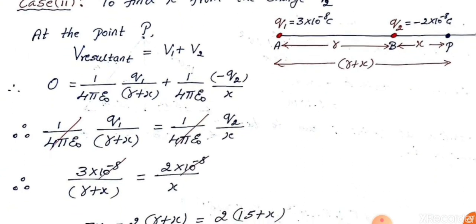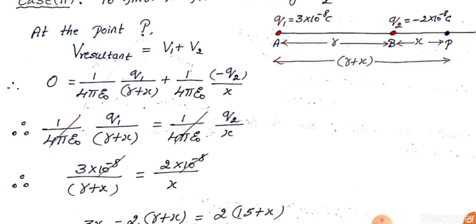The resultant potential V resultant is equal to V1 plus V2. V1, from charge 1, is 1 by 4 pi epsilon naught, Q1 divided by R plus x, the distance between A and P, the total distance between A and P being R plus x. Plus V2. For V2, it is 1 by 4 pi epsilon naught, minus Q2 by x, because charge 2 is negative, so use minus Q2 divided by x. From Q2 to the point P, the distance is x.